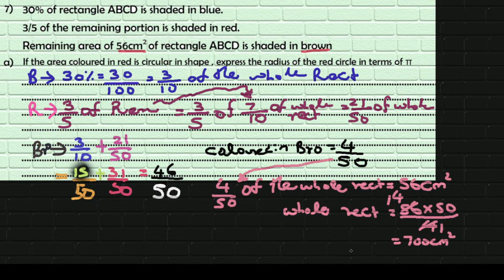But that's not the requirement. The requirement is to express the radius of the red circle. So first we have to know the area of the red circle in square centimeters. Can we find it out? Yes, we can, because we know the whole rectangle's area, and we also know that what is colored in red is 21 out of 50 of the entire thing. So it is just a matter of finding out what 21 over 50 of 700 is. So let's do that.